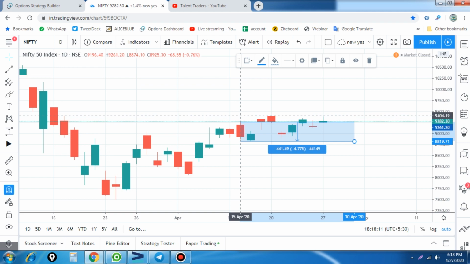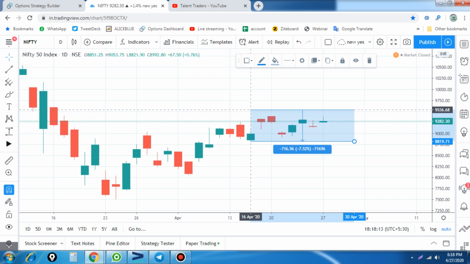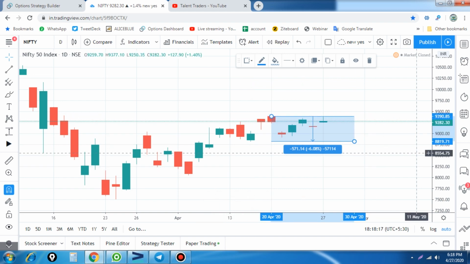Now Nifty was trading in the highest range, between 8,400 and 8,819. This is the maximum range over the last 15 days, that is from the 15th of this month. Nifty was still trading in this range. Now it is trading at the highest level. So this is the highest level.